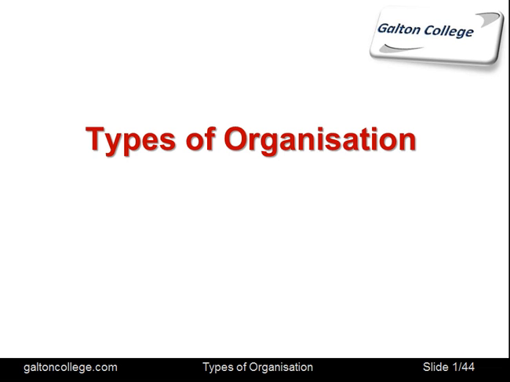This class is concerned with types of organisation, and specifically we will look at the idea of a flat versus a tall organisation and the attributes of each. However, before we get on to that, let's have some slides on organisational structure.